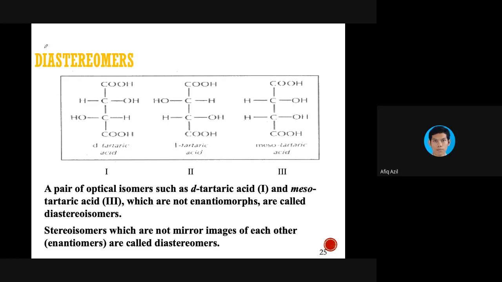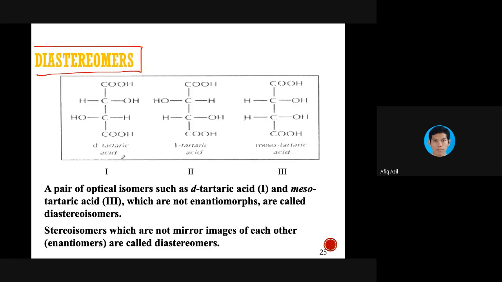Then this last term for today, diastereomers. So what is a diastereomer? Earlier we had enantiomer, meso compound or mesoisomer, and this is diastereomers. This is when you have stereoisomers which are not mirror images of each other and are non-superimposable.